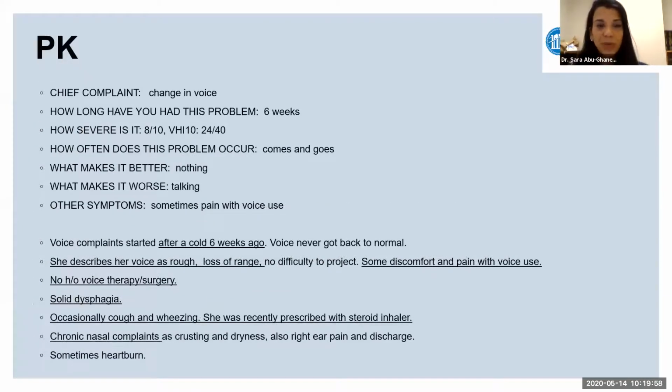When we dig into her history and voice change, she described 6 weeks of voice change that started after a cold, but unfortunately her voice never recovered. She has a baseline dysphonia, but now it has really gotten worse, and her VHI index is 24 out of 40, and talking just makes it worse. Other things in her history, as expected with a head and neck cancer survivor, she has solid dysphagia, and due to her cough and wheezing, she was recently prescribed a steroid inhaler.